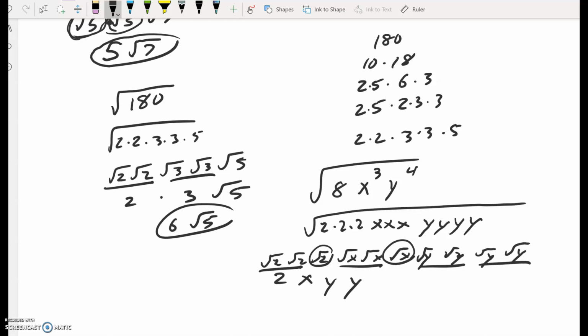No leftovers. The leftover pieces of a 2 times an x go in one leftover root bin, and we have 2xy squared times the square root of 2x. And we're done. This is the best way to do these problems.